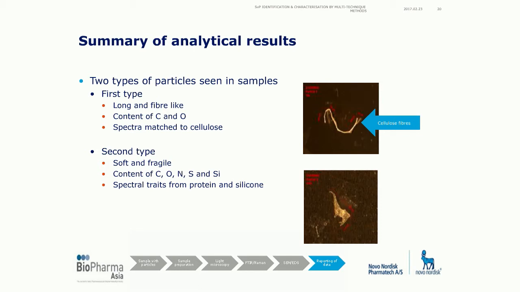The second type was soft and fragile. It had a content of carbon, oxygen, nitrogen, sulfur, and silicon, and we saw spectral traits from both the protein and silicone in the FTIR analysis. So we would, in this case, conclude that this is most likely a silicone protein agglomerate.